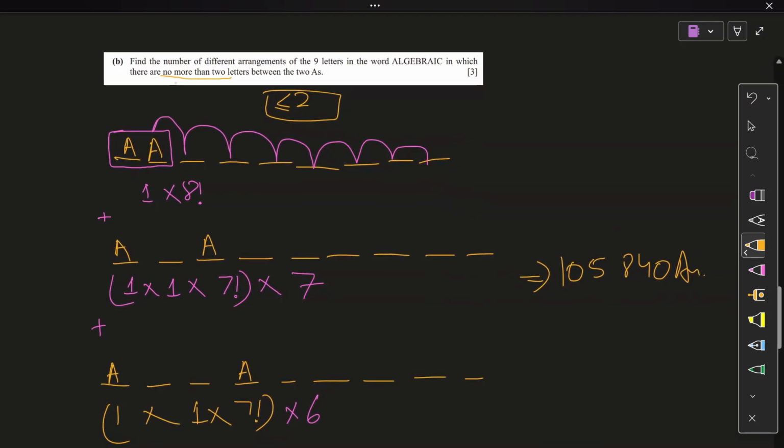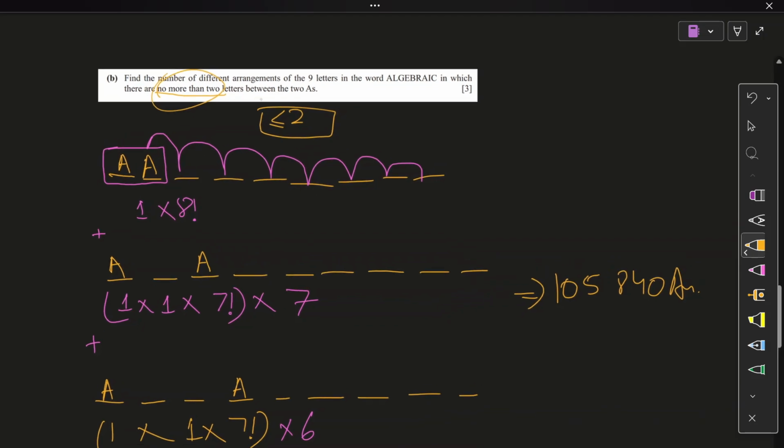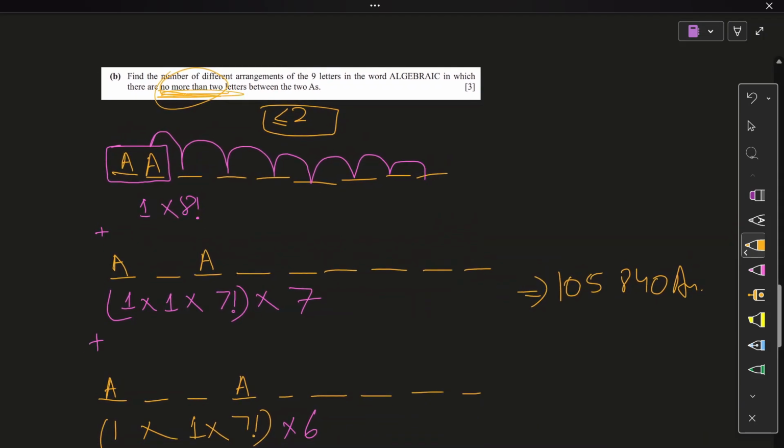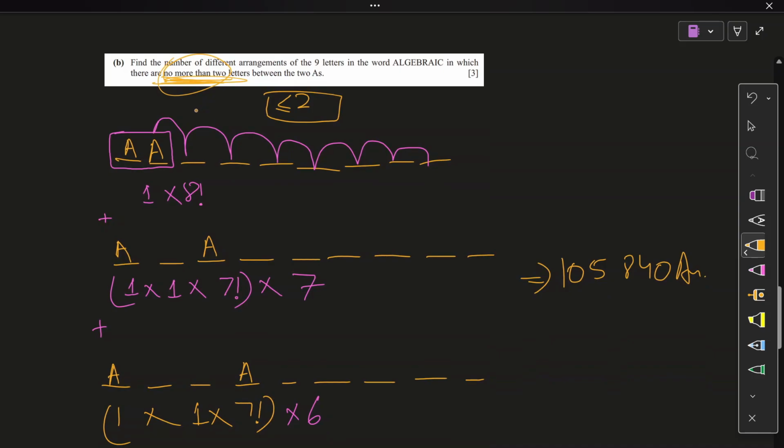There we go. Just make sure you're considering all the cases, making sure you're taking care of anything that is repeating, and understand the keywords. That's where most people lose their marks.